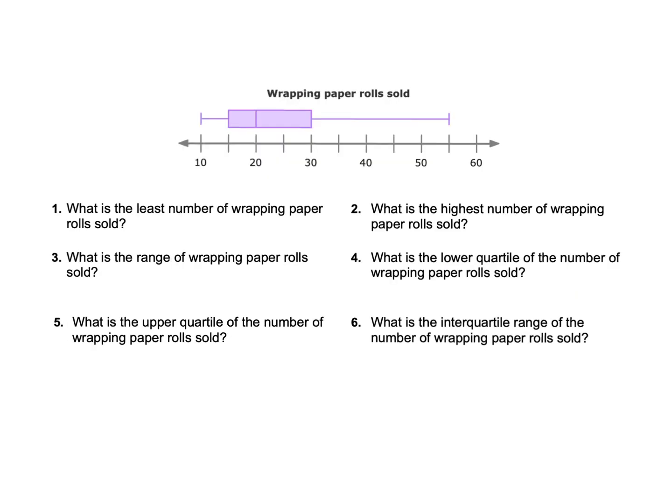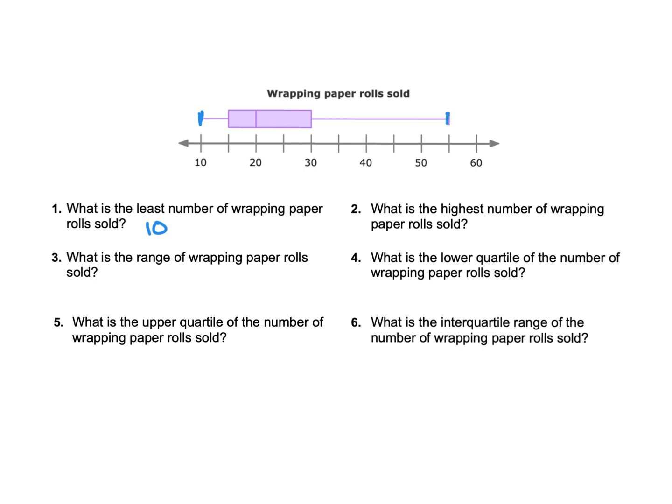All right, now we're going to answer some questions about wrapping paper sold in a fundraiser. And so it's asking us, what is the least number of wrapping paper rolls sold? And so again, our minimum is 10. And so the lowest number of wrapping paper rolls sold is 10. And then what is the highest? Well, here's our highest, that's our maximum.